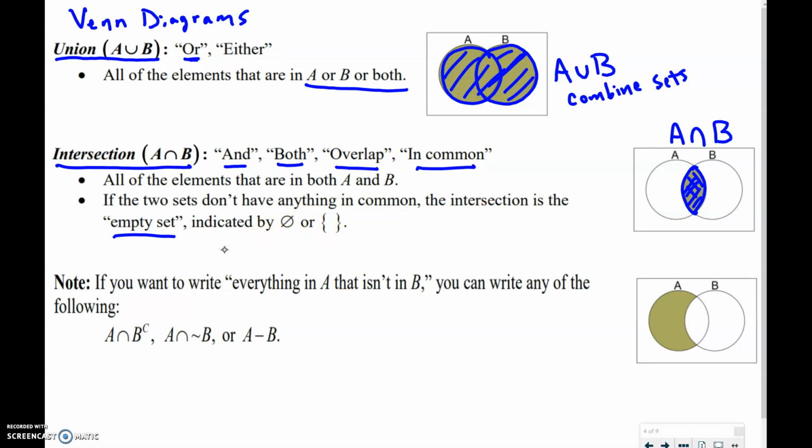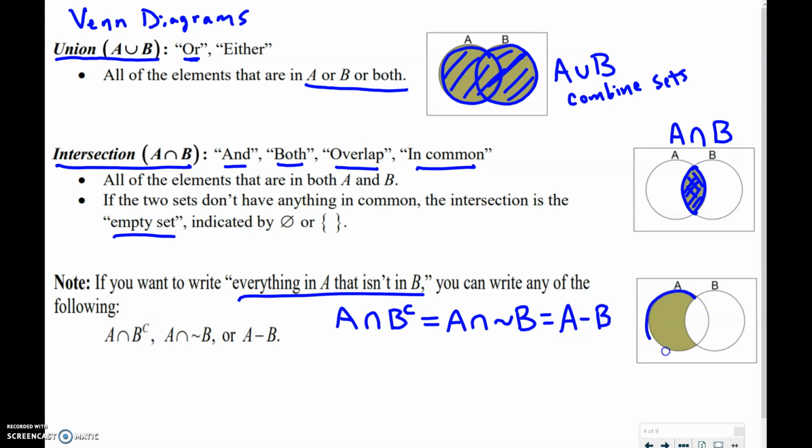All right. Now, if we want to write everything in A that isn't in B, we have three ways of doing that. We take the things that are in A and not in B. So you have to be in A and not in B. Everything in A that is not in B. We can also write it as A intersected with not B that way. And my personal favorite is everything in A, but you take out and throw away the stuff that's in B.